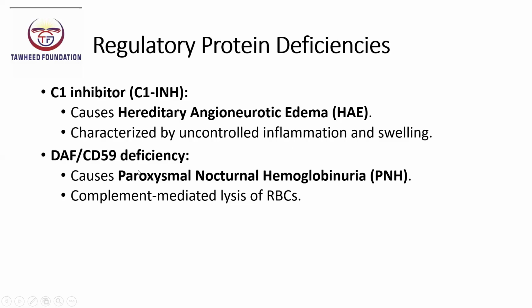Deficiency of DAF, that is decay accelerating factor, and CD59 causes paroxysmal nocturnal hemoglobinuria, that is PNH. In this disease, red blood cells lack these protective surface proteins and are destroyed by complement-mediated lysis, leading to hemolytic anemia, hemoglobinuria, and thrombosis.